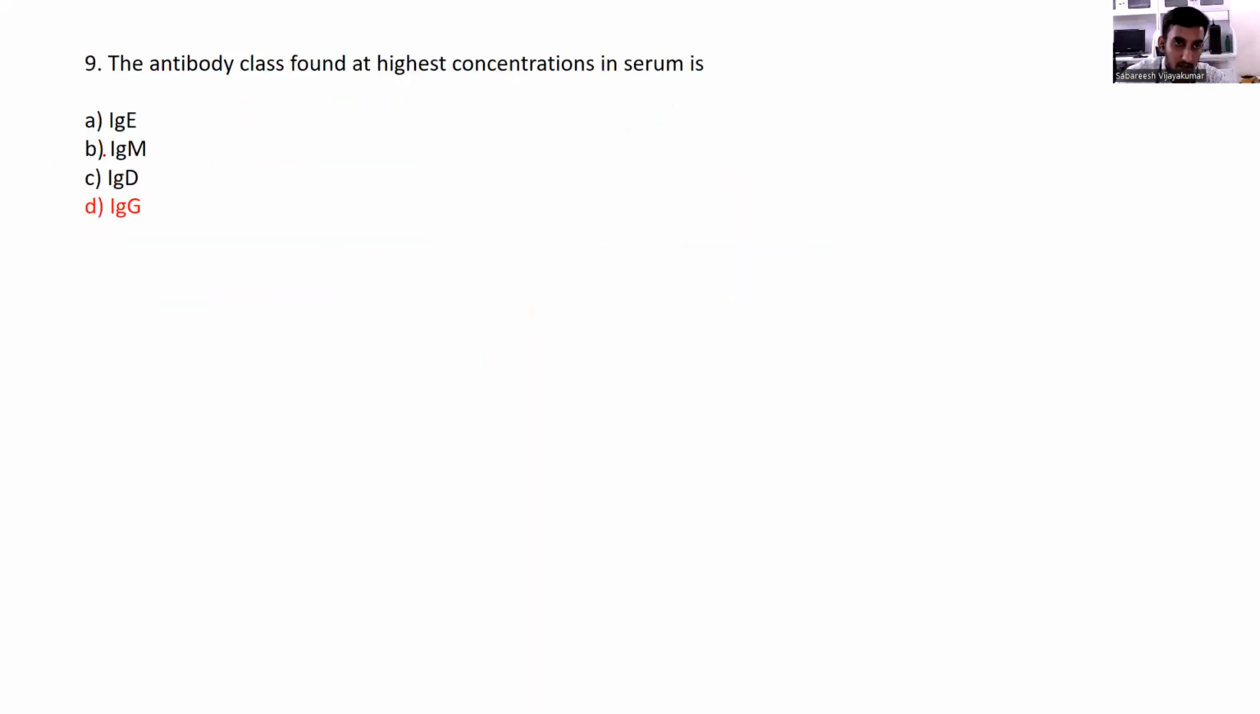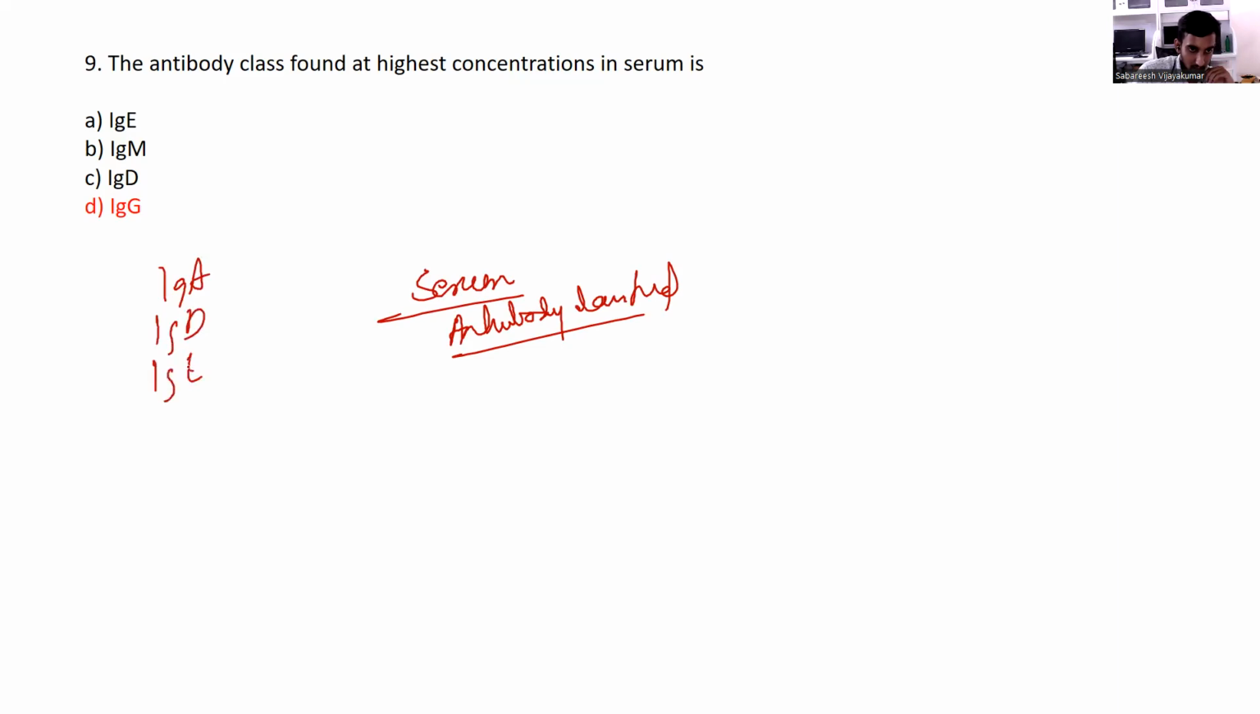Next question. The antibody class found at the highest concentration in serum is, so in blood serum. What is the antibody class found? The antibody classes or isotypes are IgA, IgD, IgE, IgG, and IgM. So what is this Ig? Where does it come from? How is it related to antibodies?